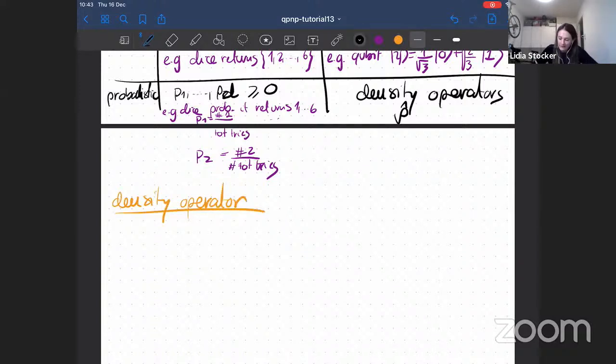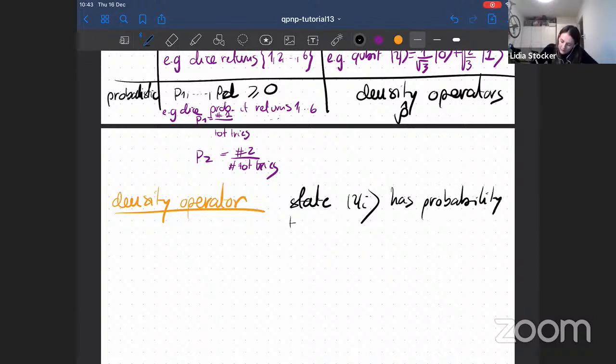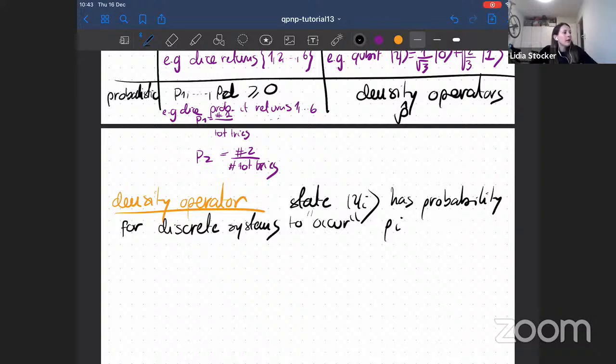State psi i, so this is a normal state, has probability pi i to occur. And this is, in the special case for discrete systems. So let's say like this, and then we define it. So we know that I have a configuration in which each state psi i has probability to occur pi i.